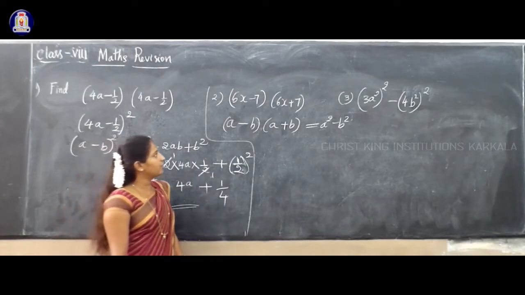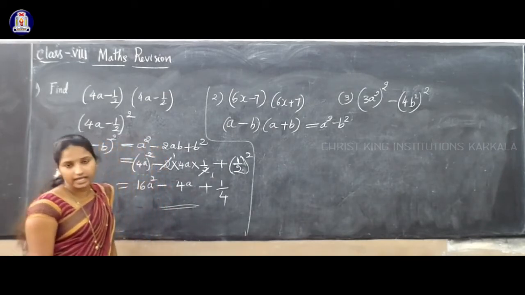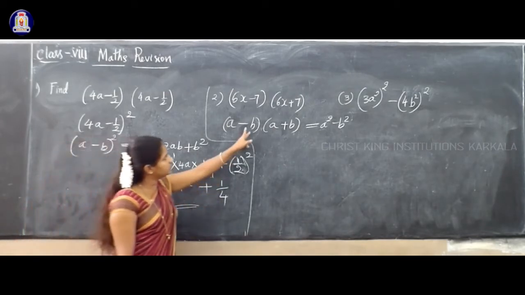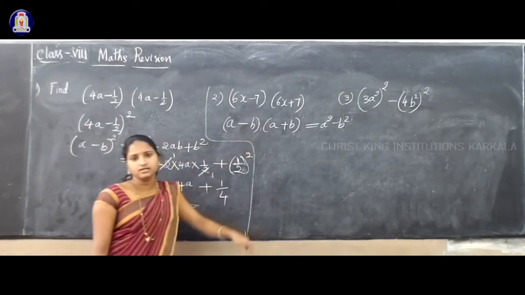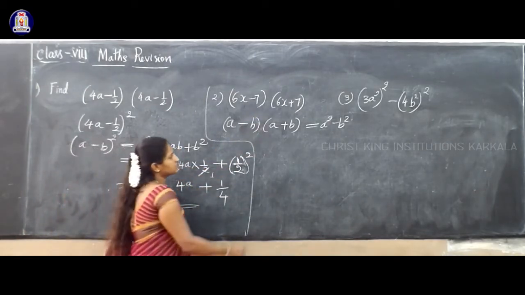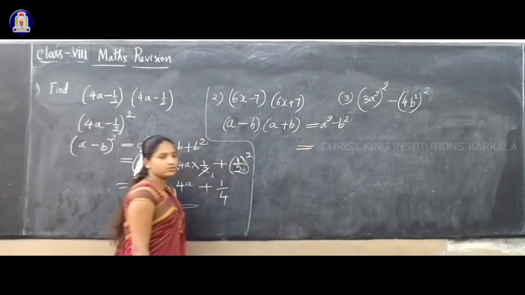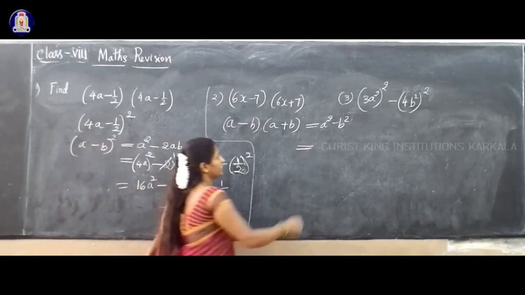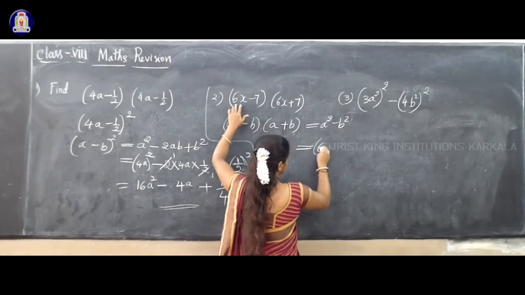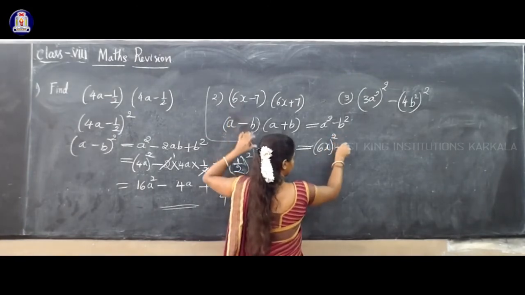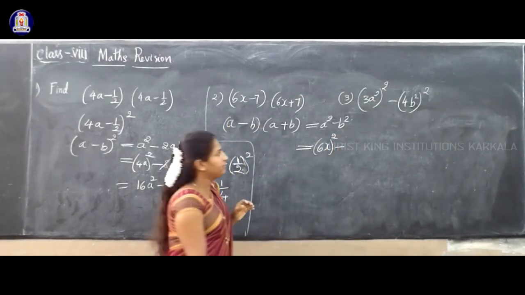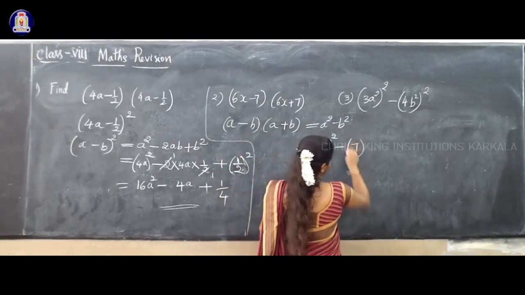Understood? So now, what is a? A is 6x, and what is b? B is 7. So a is 6x and b is 7. Substitute the values: a square, where a is 6x, so (6x) the whole square, minus b square. B is 7, so 7 the whole square.